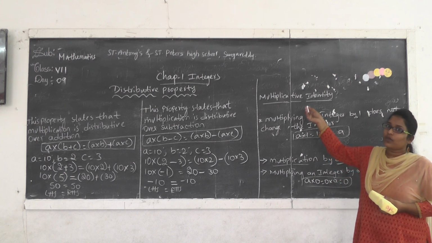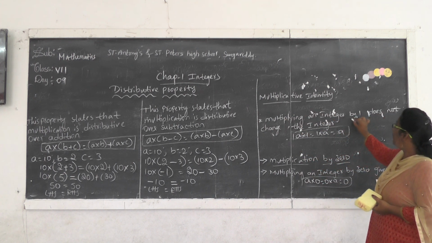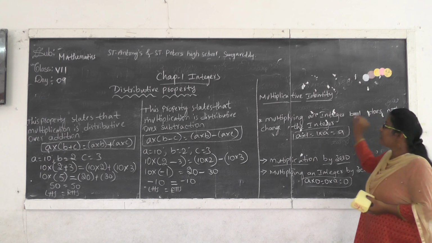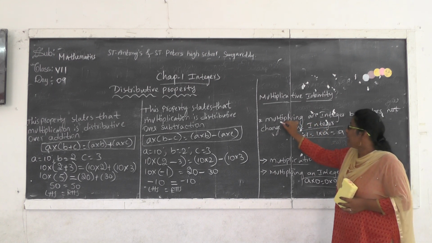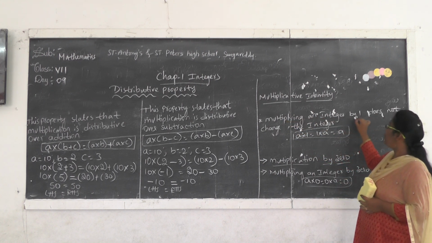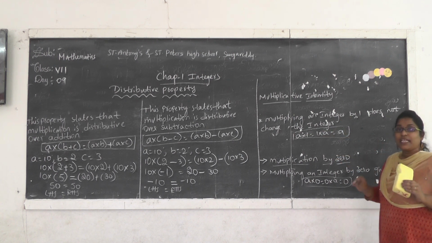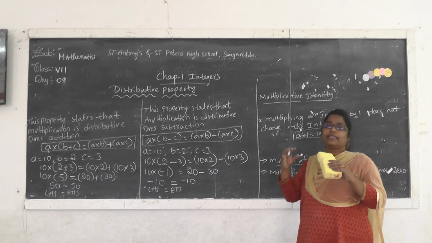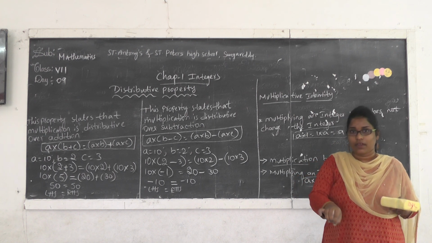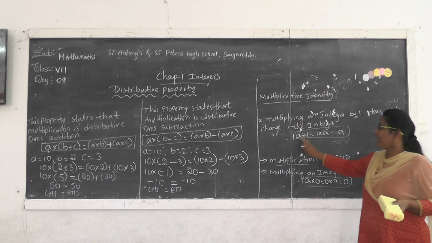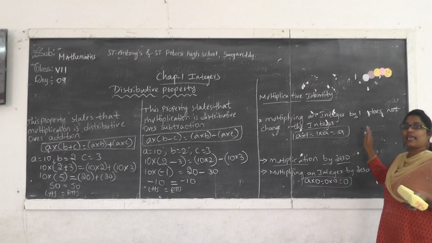Okay, so what is the rule of multiplicative identity? Multiplying an integer by 1 does not change the integer. I repeat once again: multiplying an integer by 1 does not change the integer. That means if we multiply any integer with 1, the result will be the integer itself. See the property: A into 1 or 1 into A, the result is A only.